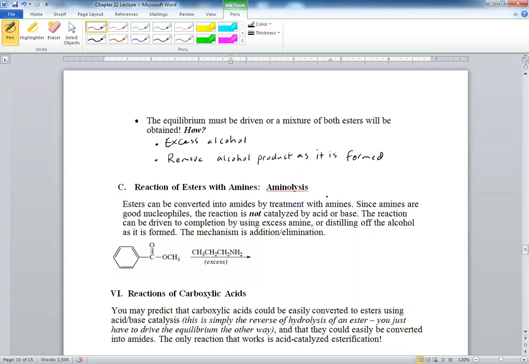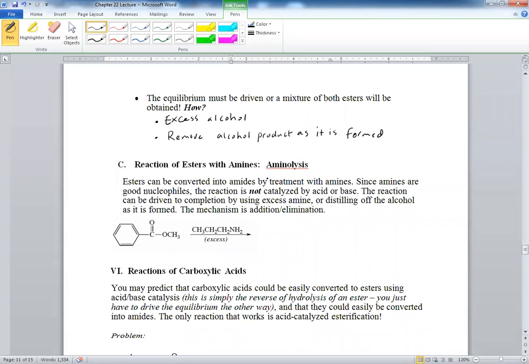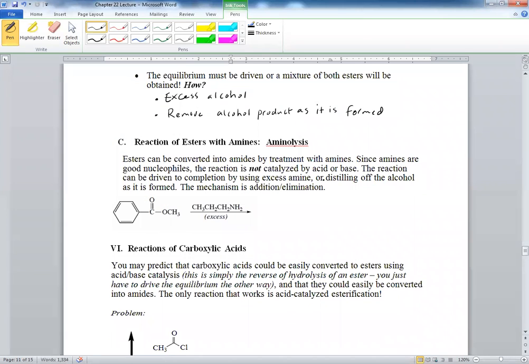The final reaction for esters is called aminolysis. In this case, what you're doing is converting the ester into an amide. So what's going to happen here is you're going to replace the OR right here with the amine group, of course, minus NH.